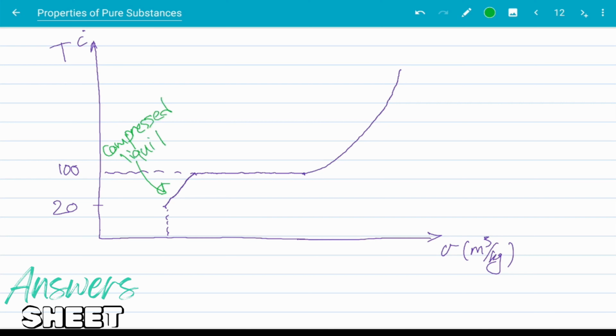So let's go back to our previous test. The figure that we got here is called the superheated vapor.